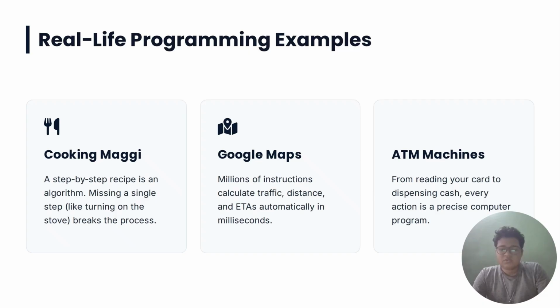Google Maps uses millions of instructions to calculate traffic, distance, and ETAs automatically in milliseconds. So this is a programming algorithm which tells us where the traffic is more, where the traffic is less, and many more. Then comes the ATM machine.